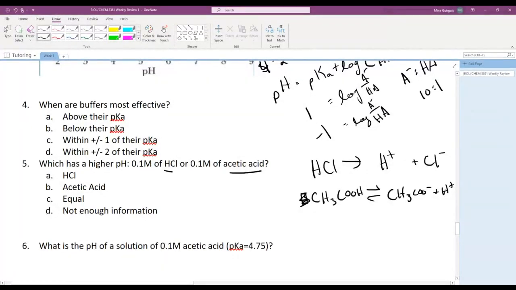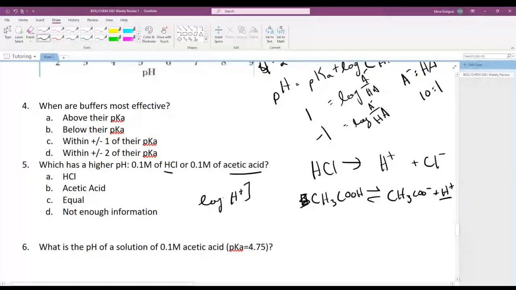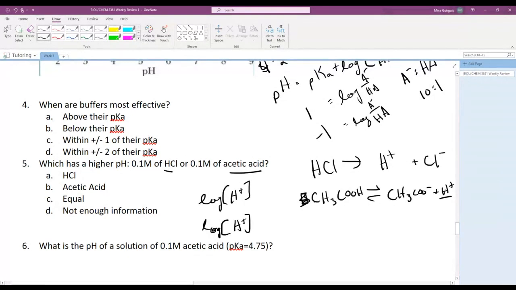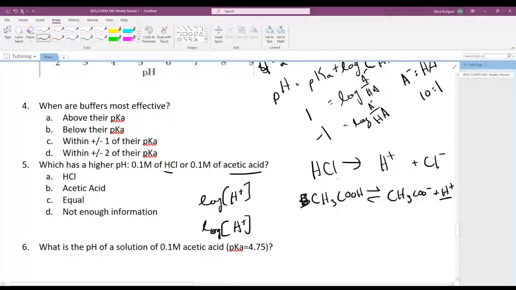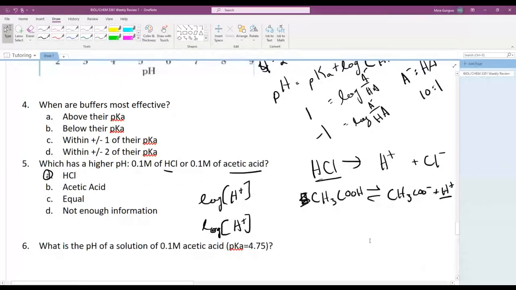So this double arrow tells us this is an equilibrium, meaning that you're never going to have all of the H plus. So when we're looking at pH, we only care about the log of H plus or the log of hydronium, which is about the same thing. In both of these cases, we're asking ourselves how many protons are just free in solution. Well, the HCl is going to have more free protons, okay? And that's why it's A. And that's why when you have the same concentration of a strong and weak acid, the strong acid is always more concentrated, okay? Just want to make sure that's okay with everyone.